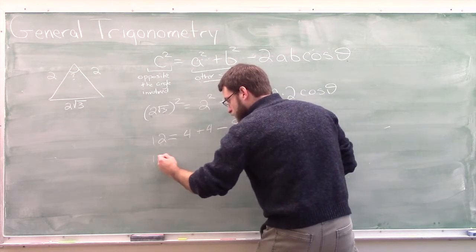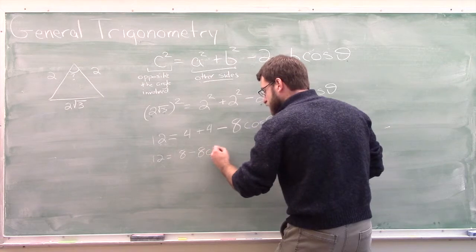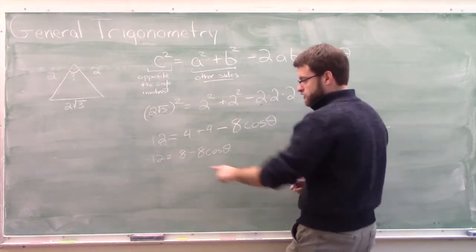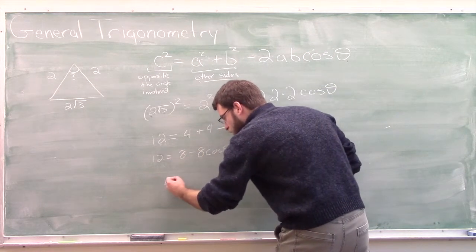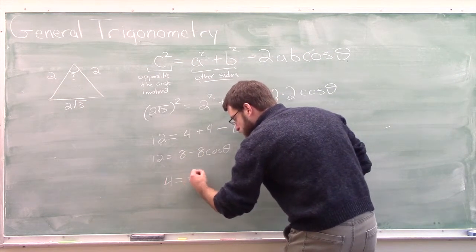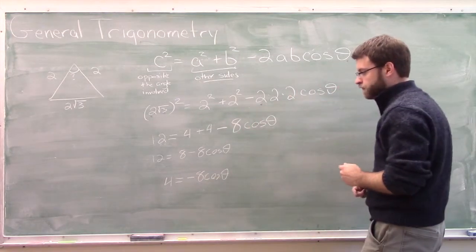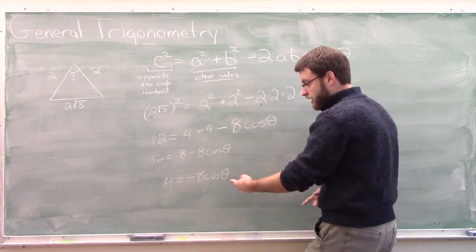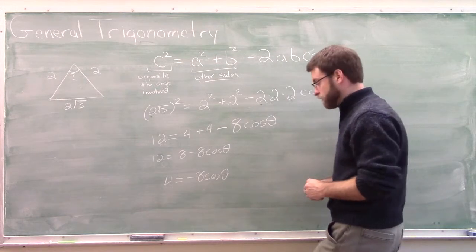So 12 is equal to 8 minus 8 times cosine of theta. Now if I subtract 8 from both sides to get rid of this constant term, 12 minus 8 is going to be 4. So we get 4 is equal to minus 8 times the cosine of theta. I'm going to divide by negative 8, and that will get the cosine theta by itself. And then to solve for theta, we need to apply the inverse cosine function.